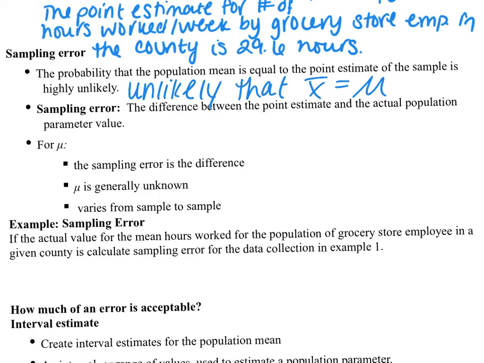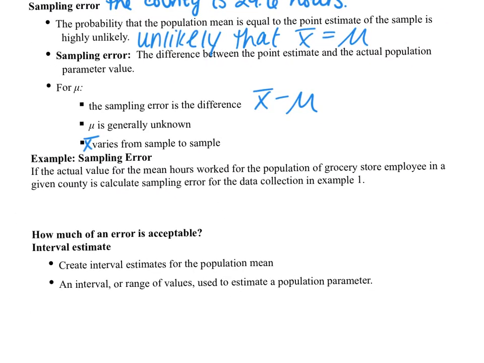So we have something called the sampling error, which is the difference between the point estimate and the actual population parameter value. And it's really simple, but you have to know what the actual population parameter value is. So for mu, if we knew what mu was, the sampling error is the difference of X bar minus mu. Mu is generally unknown, and X bar varies from sample to sample. I don't know where that went, but that's supposed to be in there. All right, so sampling error.